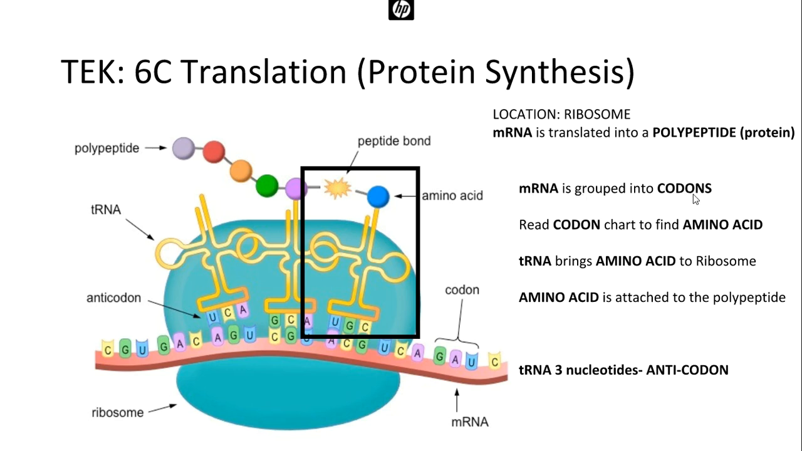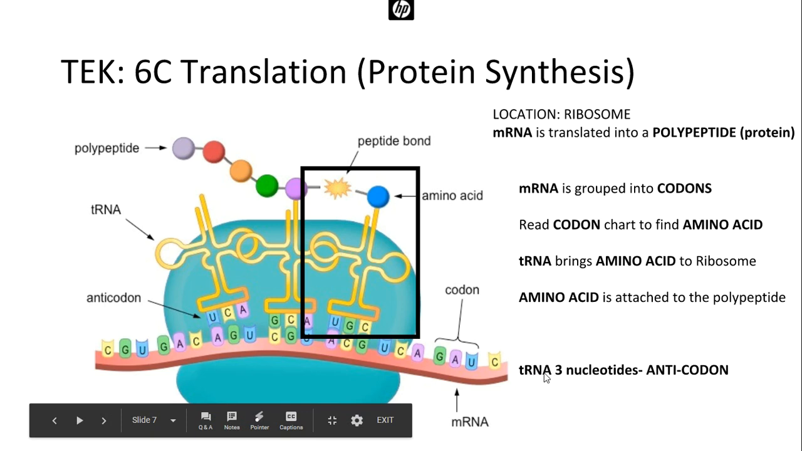Messenger RNA is grouped in 3s, called codons. The transfer RNA will bring the amino acid to the ribosome, and that amino acid will be attached to our growing polypeptide. Groups of 3 on transfer RNA are called anticodons.